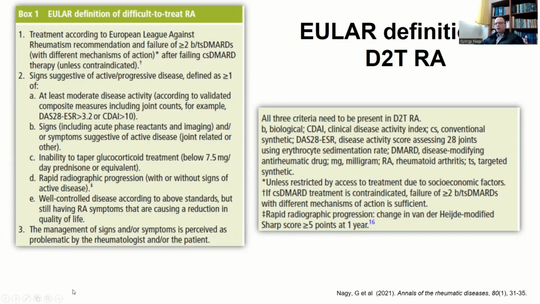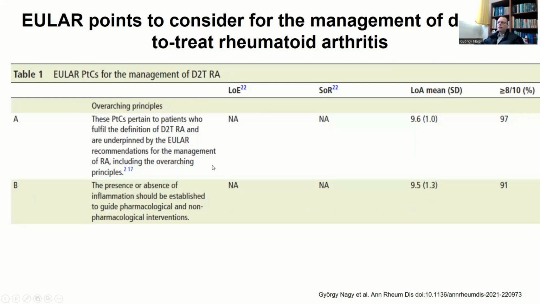to treat disease. And the reason why we included this third criteria is that we try to create something for the practical clinical work, and it was felt that that's important, because difficult is always a rather subjective term. And now let's see what kind of points, what kind of recommendations could we create as a task force after having the definition of difficult to treat disease.